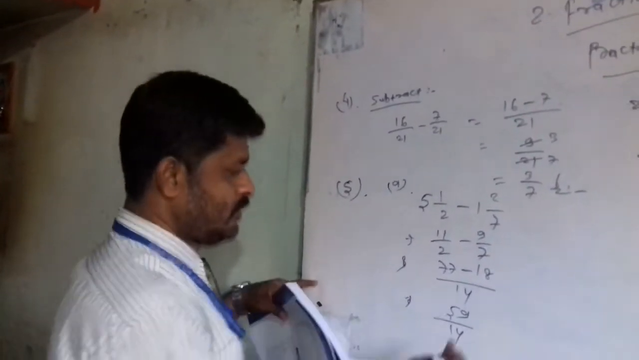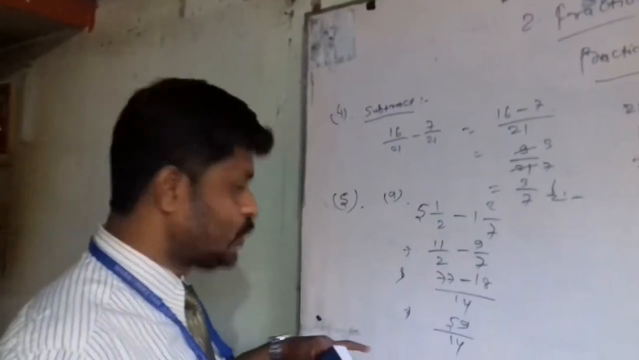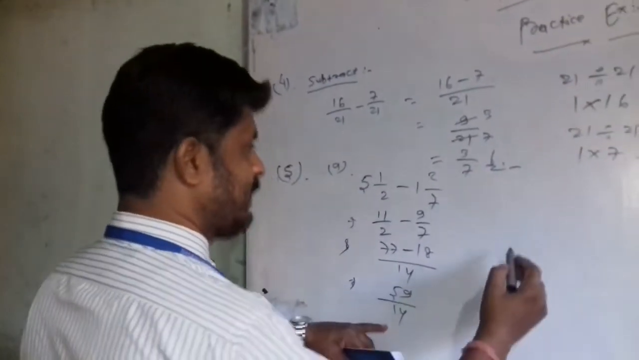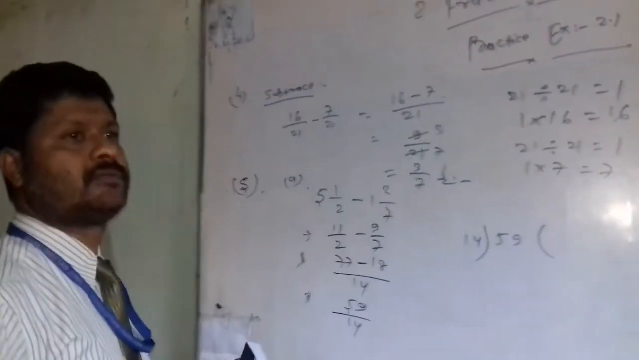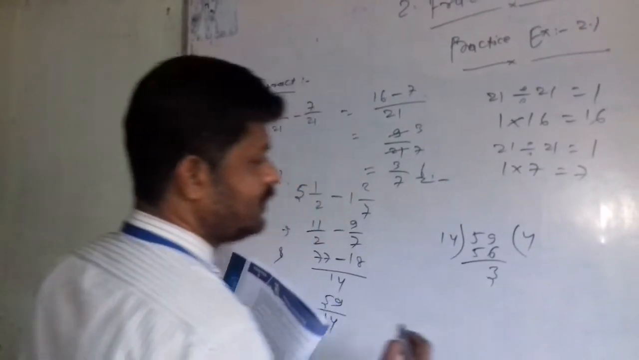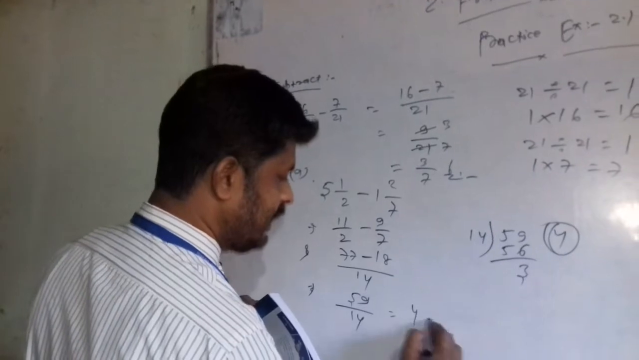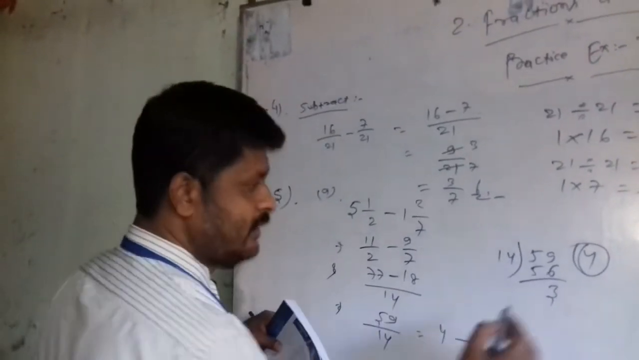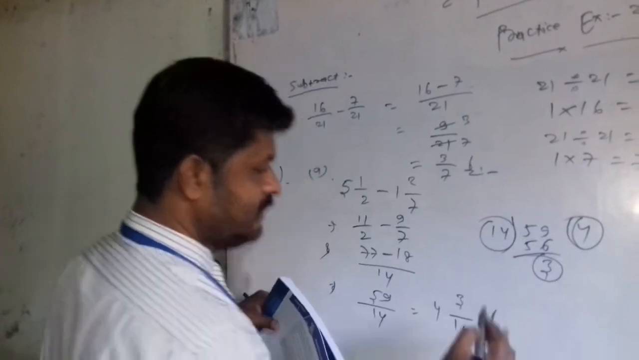Now the denominator is lesser, so you have to change it into a mixed fraction, and the mixed fraction is 4 whole 3/14. So it is written like this: 4 is here, 3 is here, and 14 is here, and this is your answer.